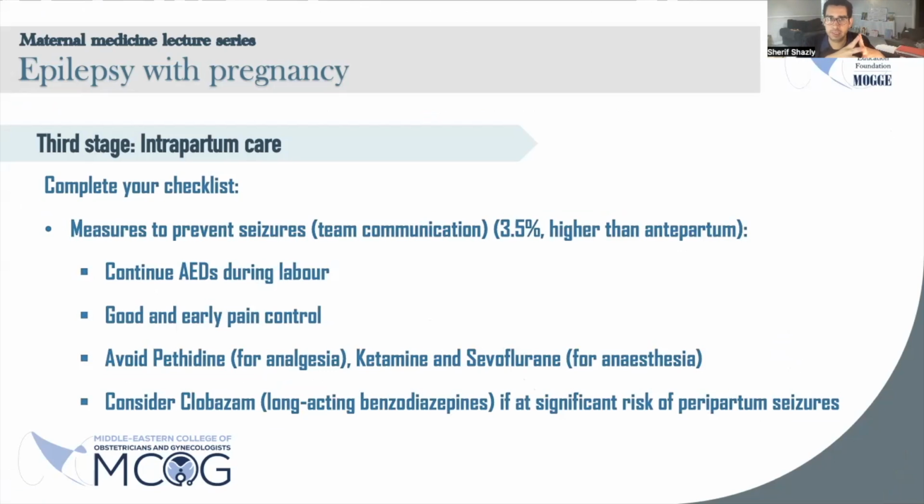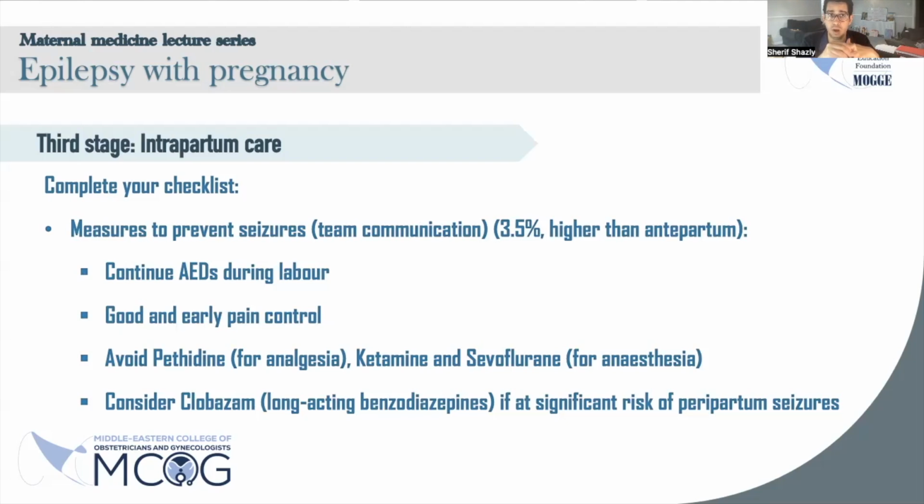We just made the circumstances, but the biggest two things in your checklist in intrapartum care are obviously preventing seizures and managing seizures if they happen. Two things, straightforward. So how can I prevent seizures? You should be aware that the risk of seizures is 3.5% in those patients. So definitely it's higher than antepartum. If she's in pregnancy, typically it doesn't really cause her to go into seizures, but in labor, there are a lot of risk factors that can cause her to go into seizures.